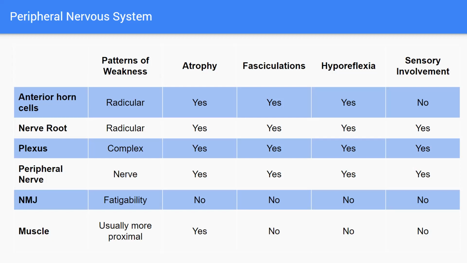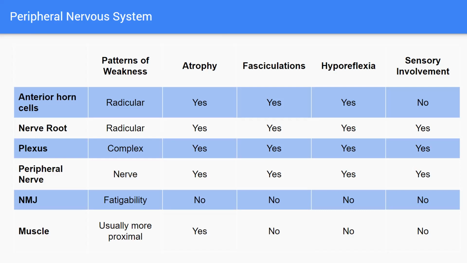And then we move further peripherally with the neuromuscular junction. And here the characteristic is fatigability. So something with good strength initially, for example, shoulder abduction, after repetitive motions may have decreased strength there. So that's an indication that you need to look at the neuromuscular junction perhaps. Here, you wouldn't have atrophy, fasciculations, or hyporeflexia as the lower motor neuron is not affected. In fact, it's just the junction. And you wouldn't have sensory involvement once again because it's the neuromuscular junction that's affected. And so the sensory neurons should be fine.